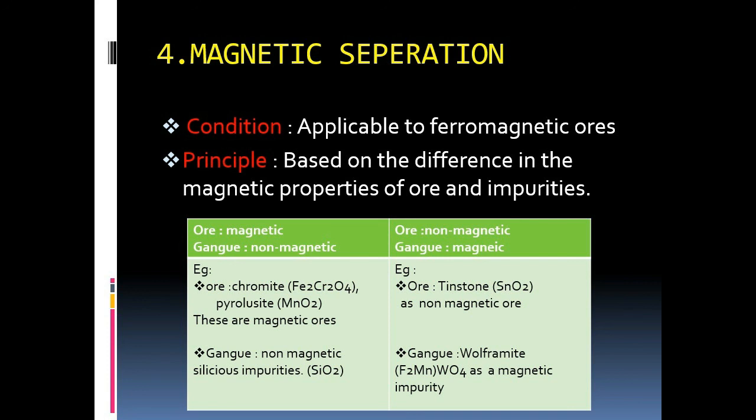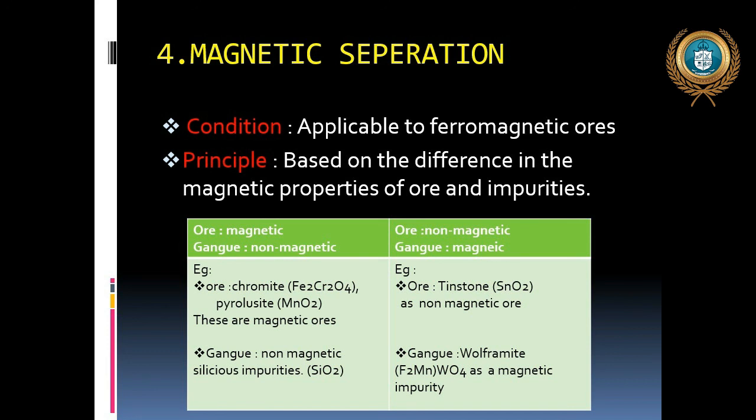Here the principle is based on the difference in the magnetic properties of ore and impurities. So previously we have seen in the tabulation, ore has to be magnetic and gangue has to be non-magnetic, or else it can be vice versa. Ore can be non-magnetic and gangue can be magnetic. For each case we can take an example. For example, chromite combined with some siliceous impurities. Here chromite is a magnetic ore and siliceous impurity means it is just sand, so it is non-magnetic. So that is a gangue particle.